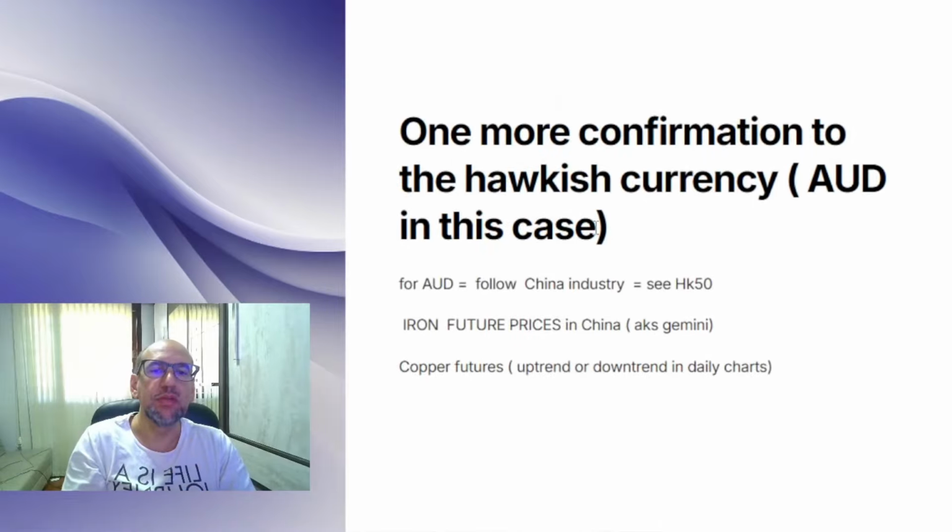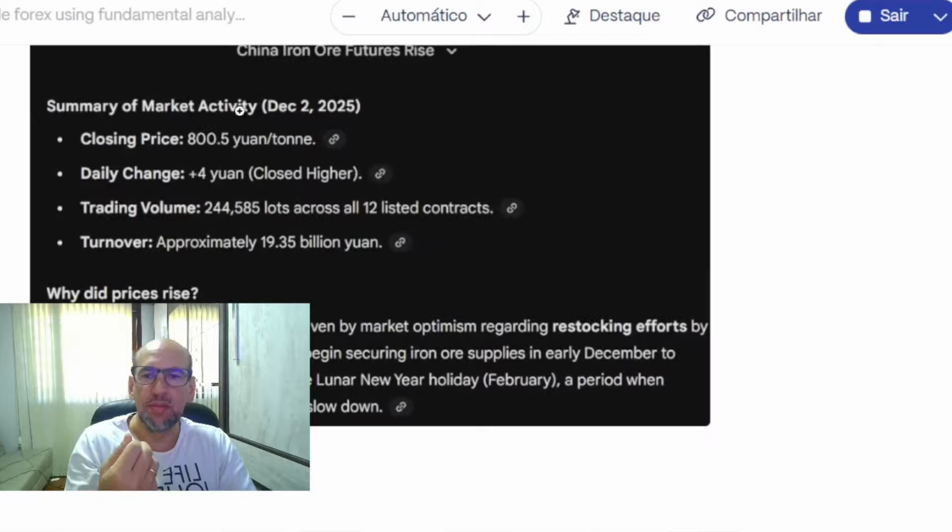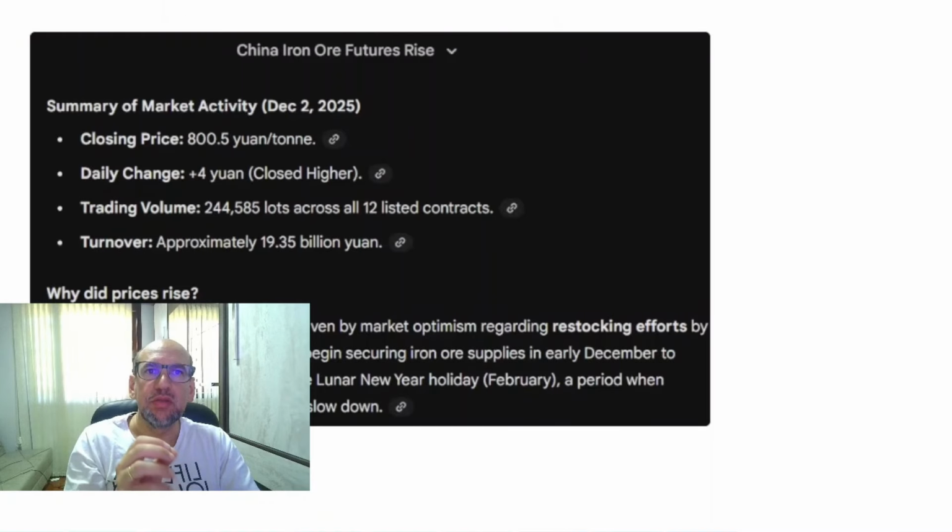One more confirmation to support the hawkish view. For the Aussie, follow China industry, see HK50, iron ore futures prices in China. I ask Gemini, what is the current trend for iron ore in China? Is it rising or falling? So Gemini answers me.